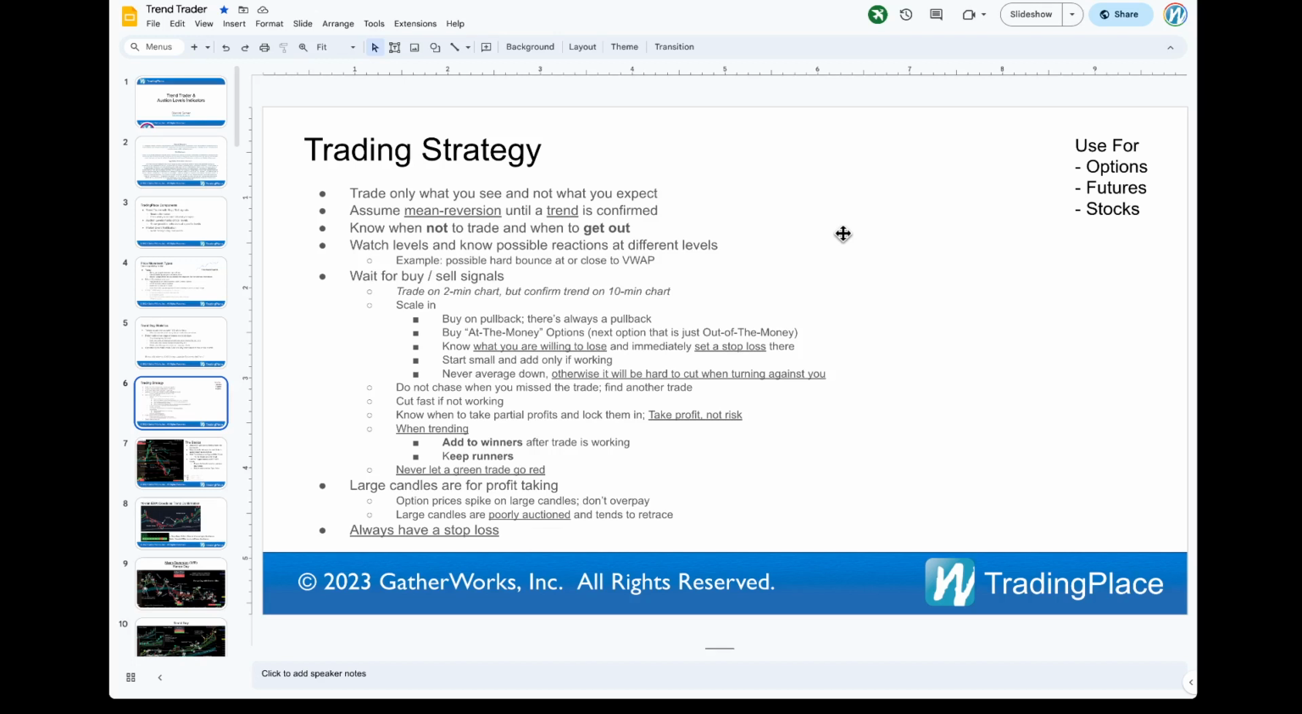Okay. So the strategy, and I put a lot more time into the strategy on the Discord. That's really where it goes into a lot of details, and we'll talk about that the next time or some other time. But basically, again, trade what you see, assume mean reversion until the trend is confirmed, because most of the time, 60+% of the time, you're going to be in mean reversion. So you assume that until you prove it wrong, until you see a trend is confirmed. Know when not to trade and know when to get out.